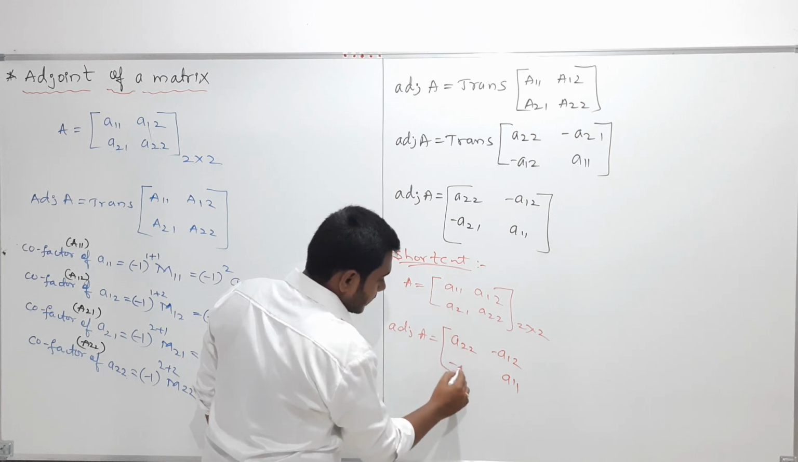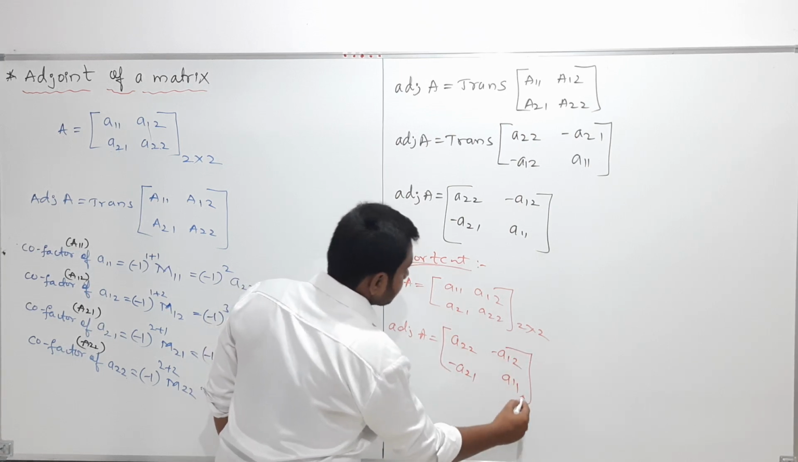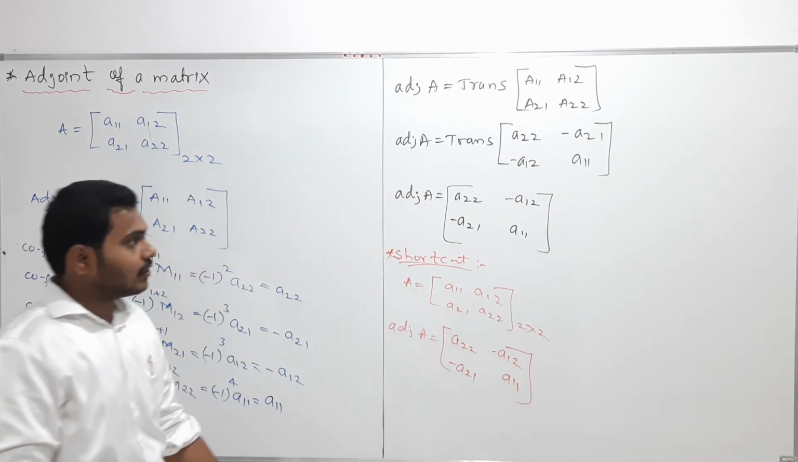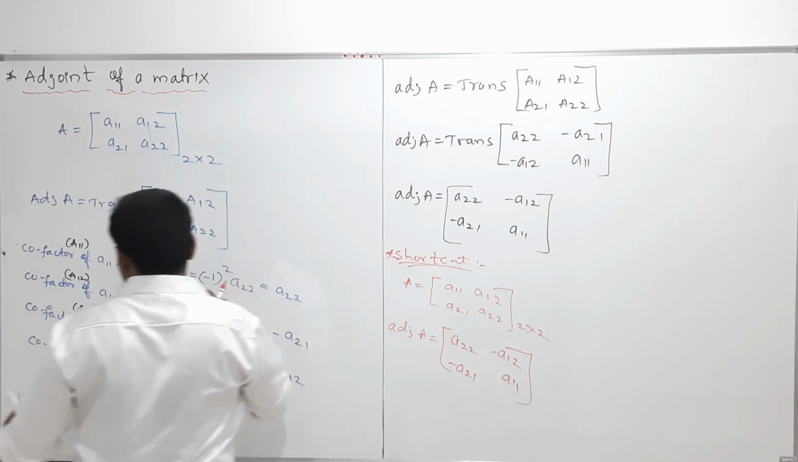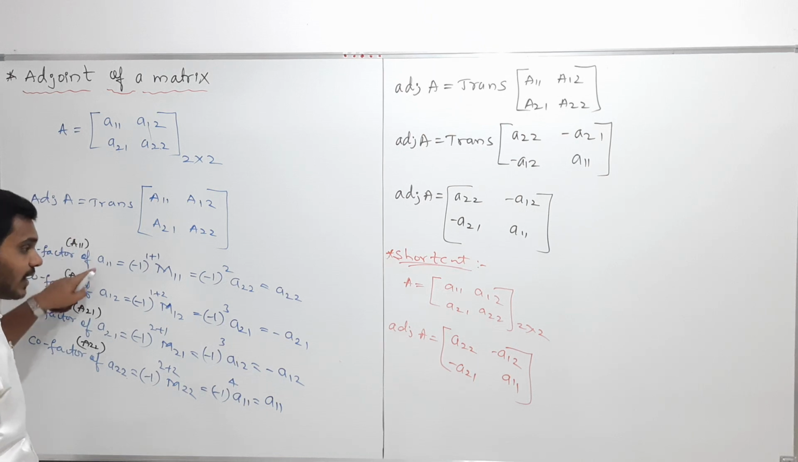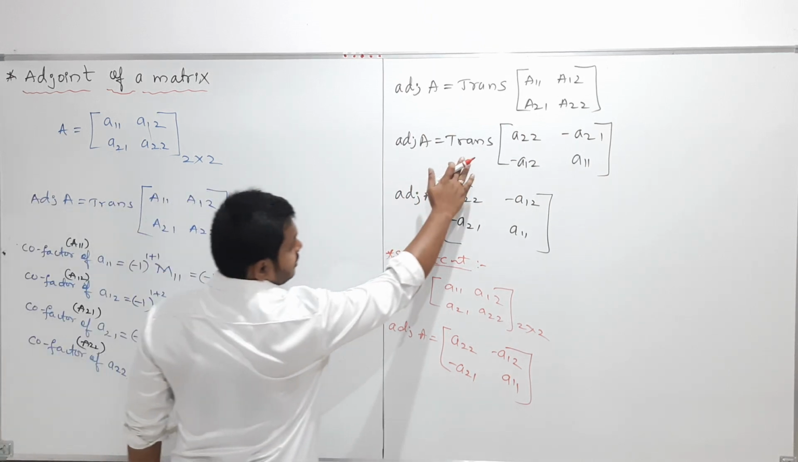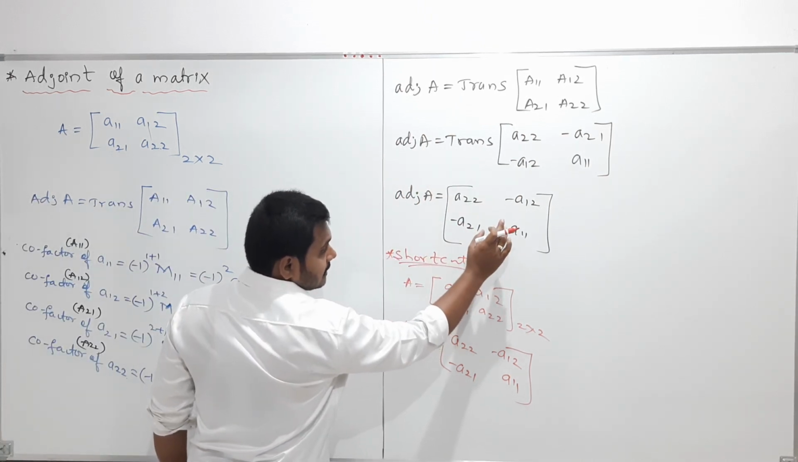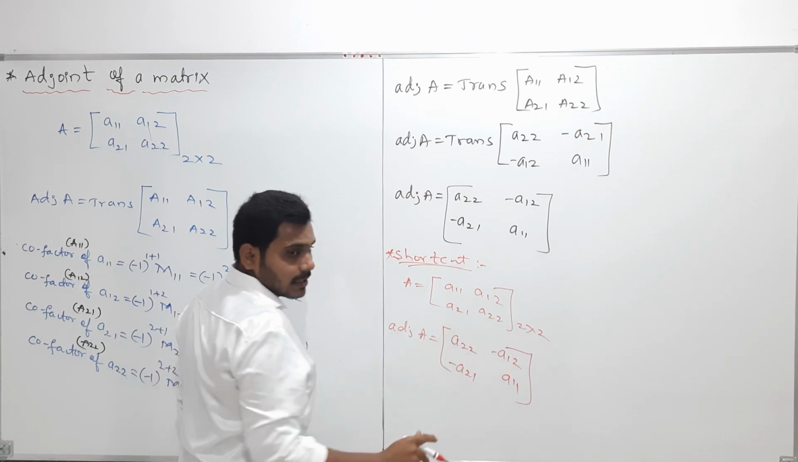Here plus A21, there minus A21. So this is your required adjoint of A. Clear? So after calculating each element's cofactors and taking the transpose, whatever answer you got, you will get the same answer if you apply this trick.